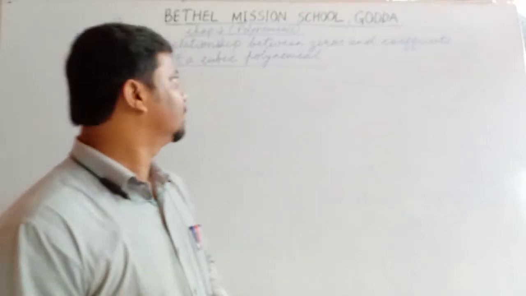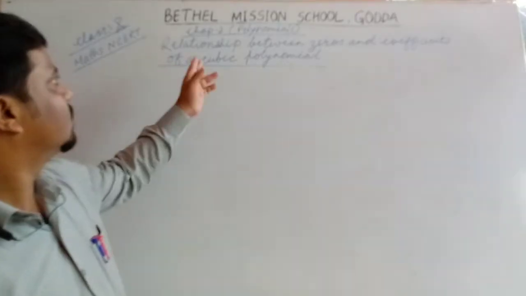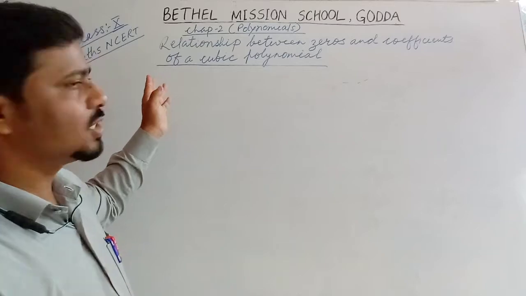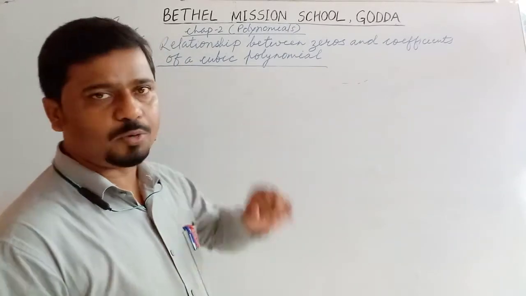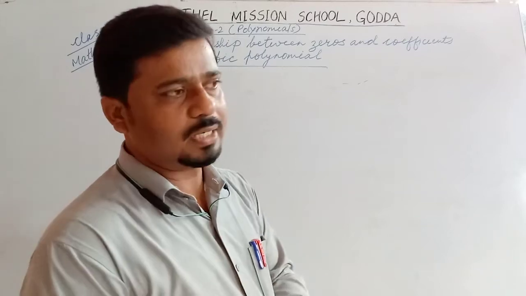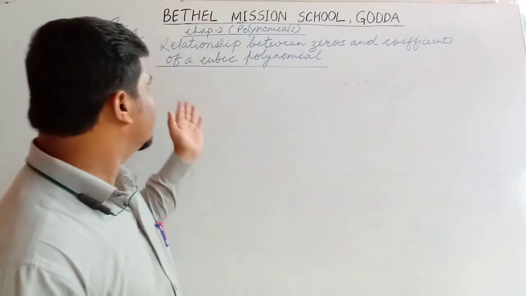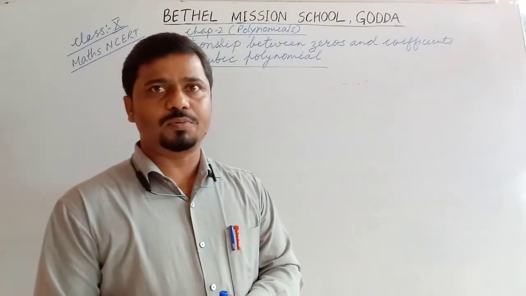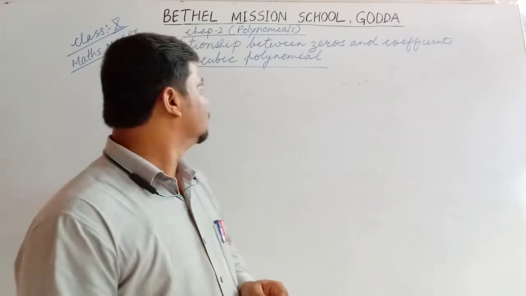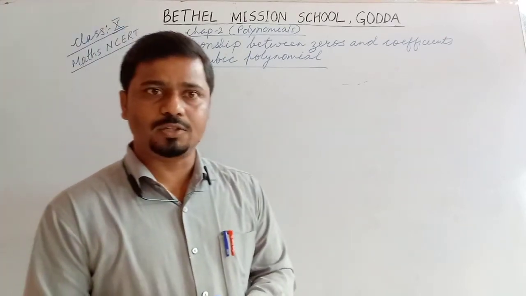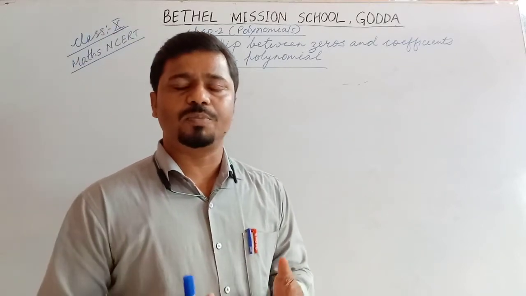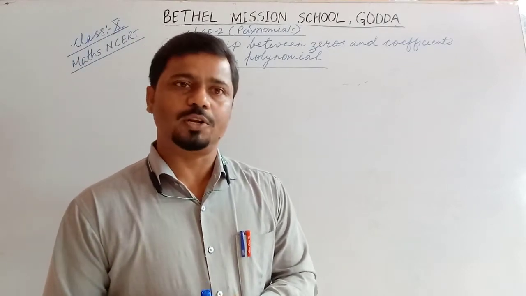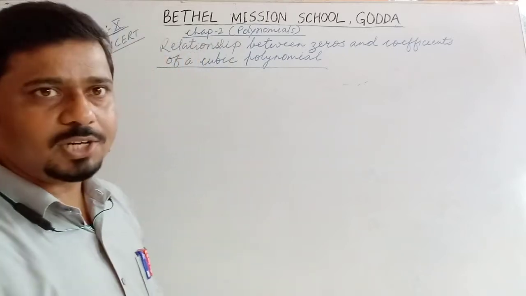Students, today we will see chapter 2, polynomials, and there we will see the relationship between zeros and coefficients of a cubic polynomial. In the last class we discussed the relationship between zeros and coefficients of a quadratic polynomial, and today we will see the relationship between zeros and coefficients of a cubic polynomial. So let's see.